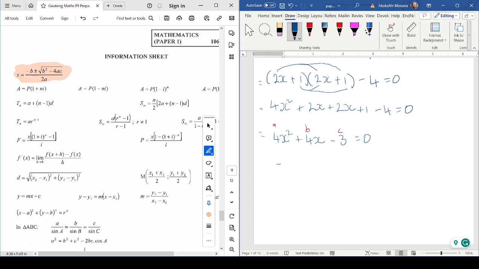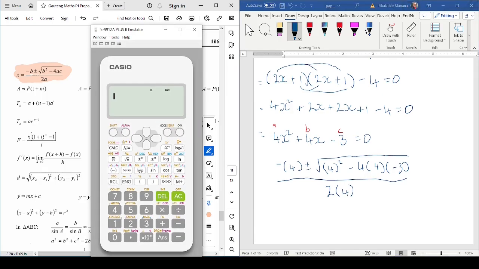Now, when it comes to these letters, I like to put them in brackets. So B is 4, and then plus or minus, I'm just following the quadratic formula. B squared, B once again is 4 squared, minus 4a, I put it in a bracket, it's 4, and then c is minus 3. You have to be careful to put the negative sign as well. Divide everything by 2, and a is 4 once again. Now once you have that, put it in a calculator.